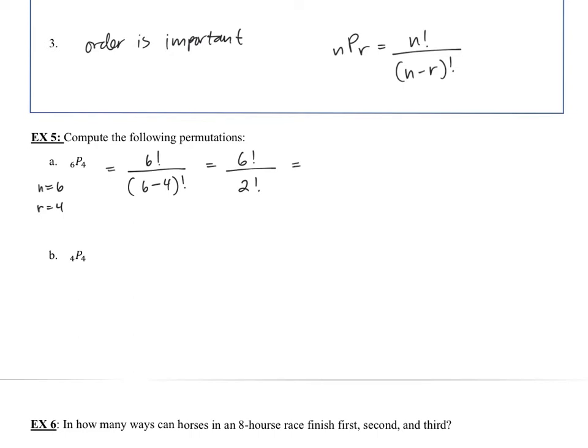Well, if I write this out, I know that's 6 times 5 times 4 times 3 times 2 factorial divided by 2 factorial. These 2 factorials can actually cancel each other out. And we'll just be left with 6 times 5 times 4 times 3, which is going to be, let's see, plopping that in our calculator, 6 times 5 times 4 times 3, 360.